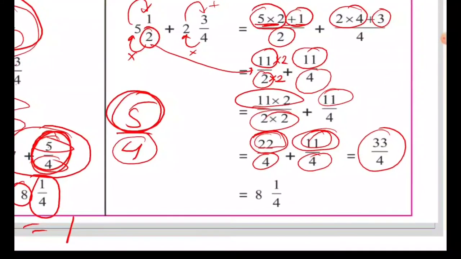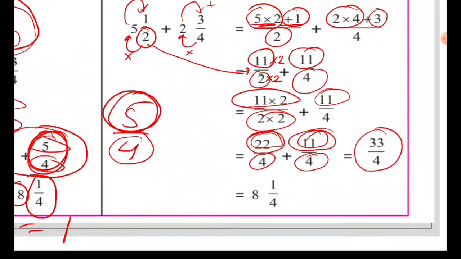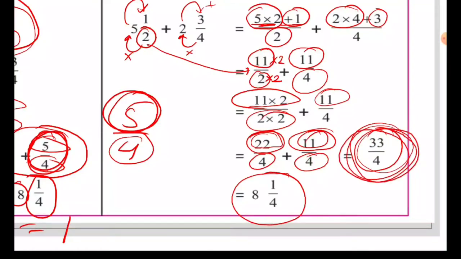Okay, so 33 upon 4, but we have to write it as a mixed fraction. So again, whatever method we have used in the previous video to convert a normal fraction into a mixed fraction, you have to use over here, and then you have to convert it. Okay, so this becomes your mixed fraction. After this it is easy. You just have to watch the previous video if you are not able to do the conversion of a normal fraction to a mixed fraction. That is very easy. So after getting this answer, you just have to convert it into a mixed fraction. That's it. Okay, so this is how you add.